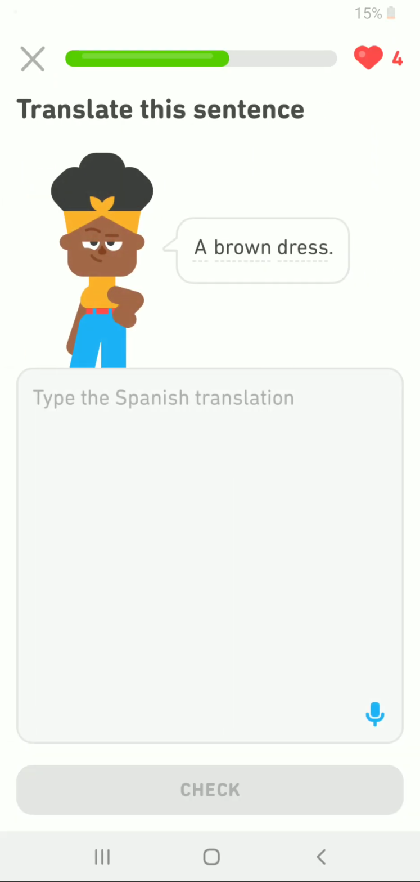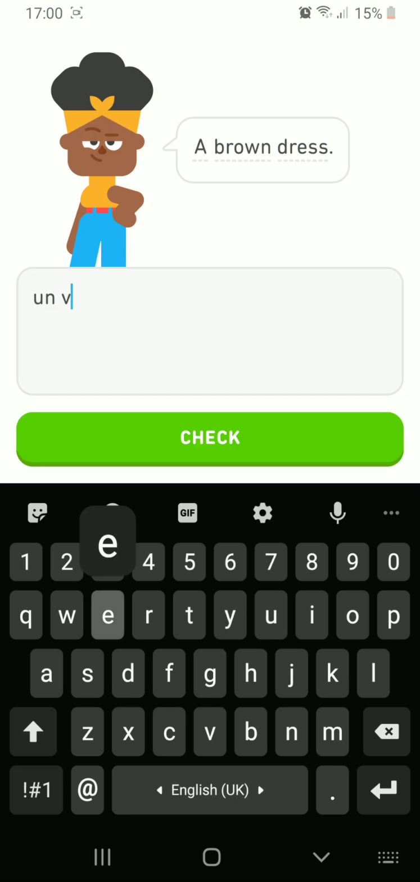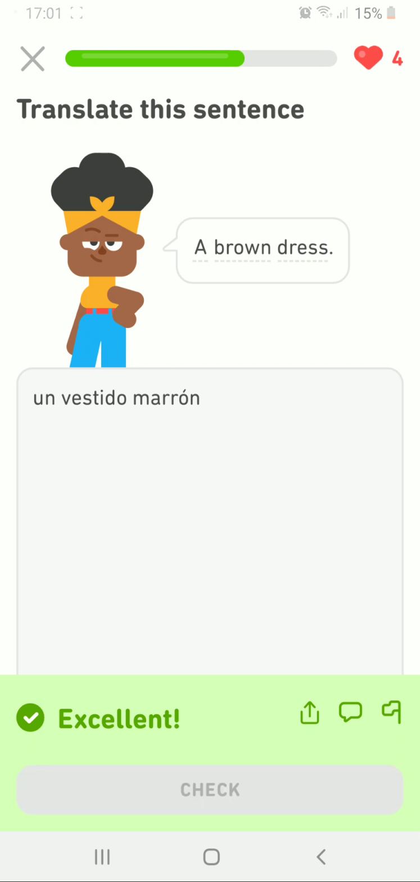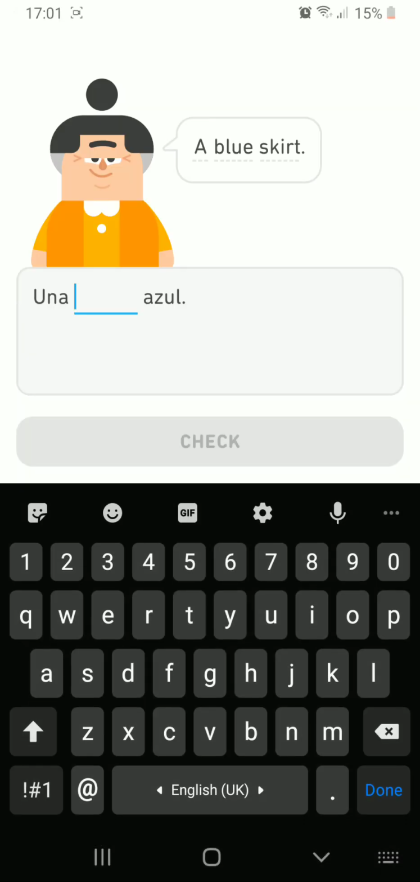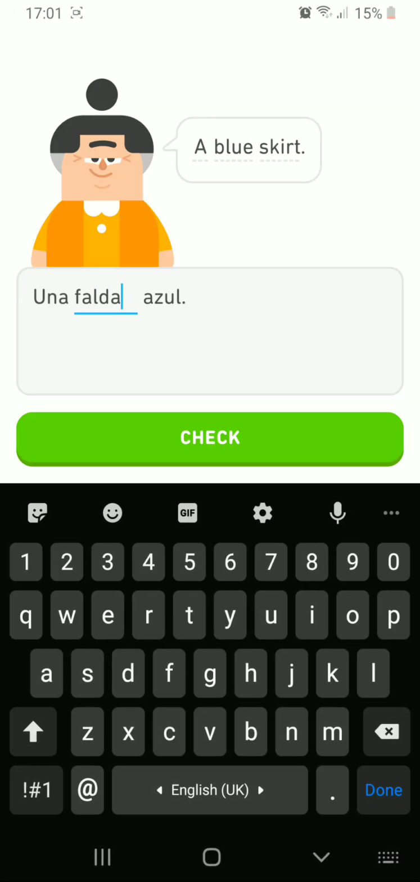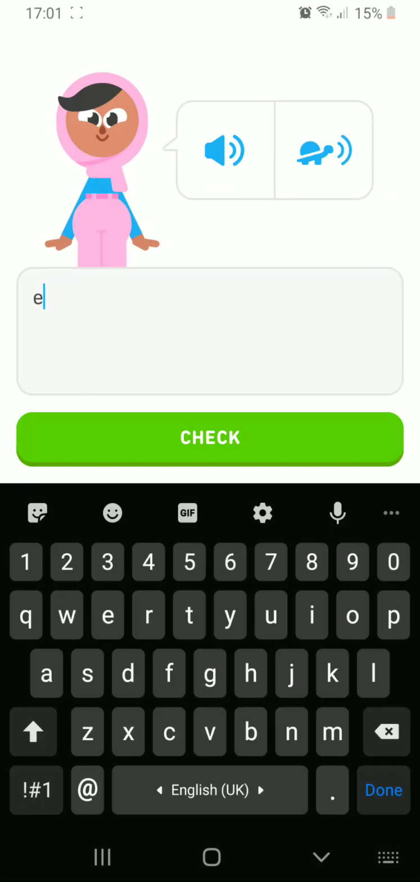And what else? A brown dress. Un vestido marrón. And I think there is an accent on here. Marrón. We got that correct? Yeah, we got that one correct. And una falda. I think that's how you say skirt. Una falda azul. Ella es inteligente.